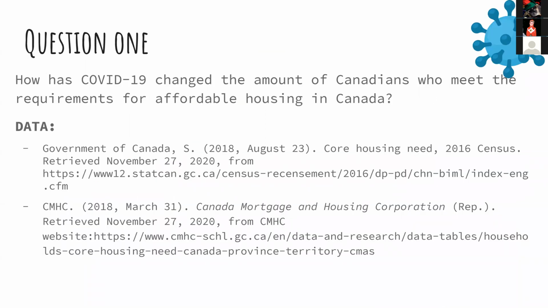So for question one, how has COVID-19 changed the amount of Canadians who meet the requirement for affordable housing in Canada? We used government data from our core housing needs census of 2016, which can be found on Statistics Canada. We also use the CMHC data sets, which stands for Canada Mortgage and Housing Corporation. This is also another government agency that tracks housing needs and such.